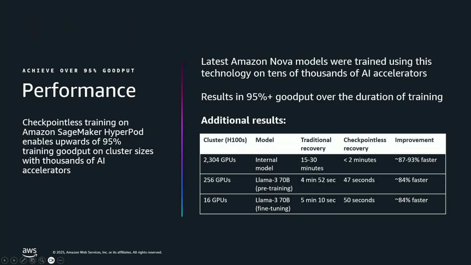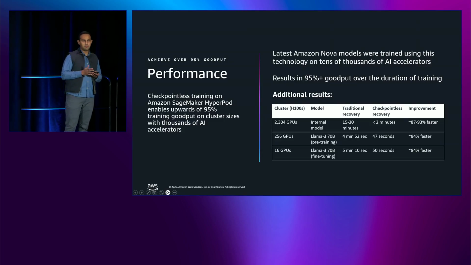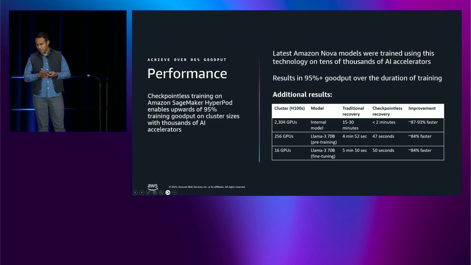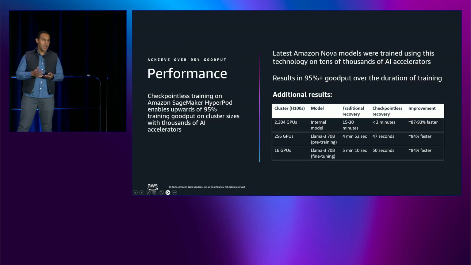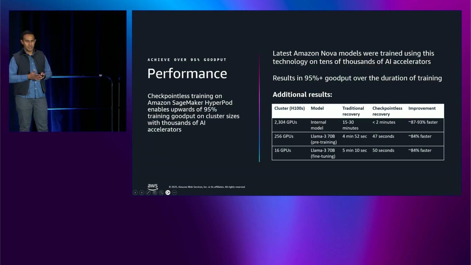So here's what performance actually looks like. The latest generation of Amazon Nova models were trained using this capability on thousands of AI accelerators. Internally, we've tested with cluster sizes of upwards of 2,000 GPUs. Traditional recovery, which is checkpoint-based, can be anywhere between 15 to 30 minutes. But with checkpointless training, we're able to recover in under 2 minutes. And this is essentially an 80% improvement in fault recovery capabilities.